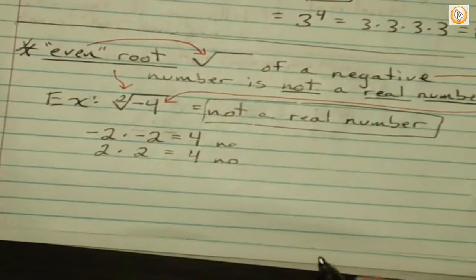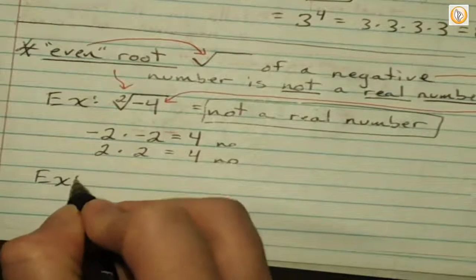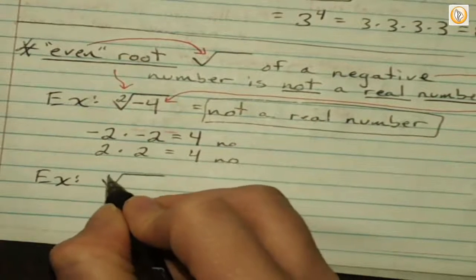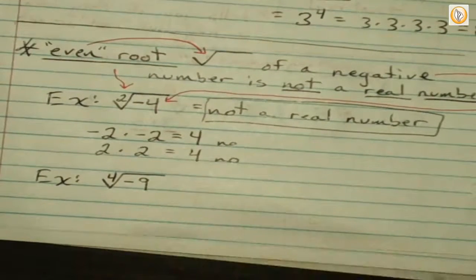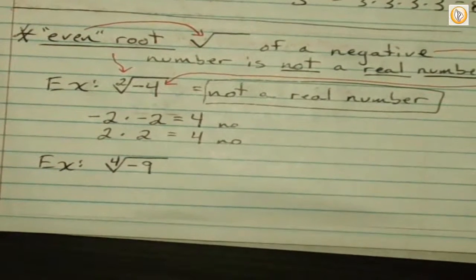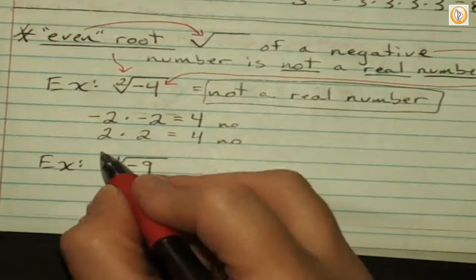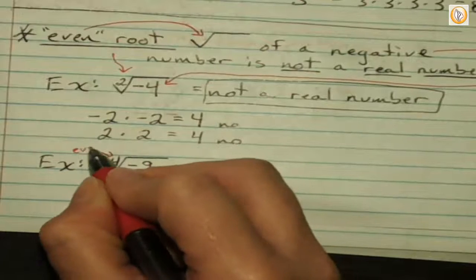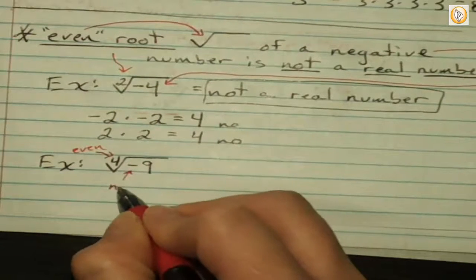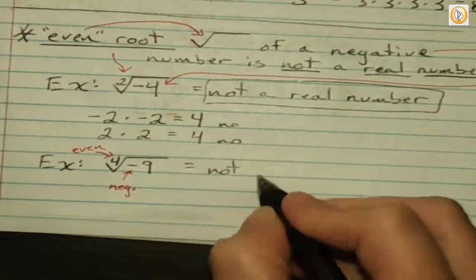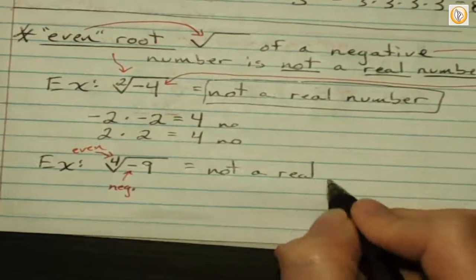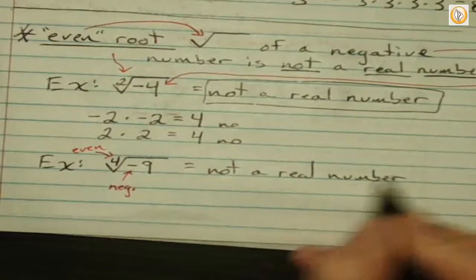Let's check another one. Let's say I have this. The root is 4 and my radicand is -9. First of all, there's no number times itself 4 times that is going to give you 9 anyway, right? But even then, because this is even and this is negative, it is not a real number. We just put not real.